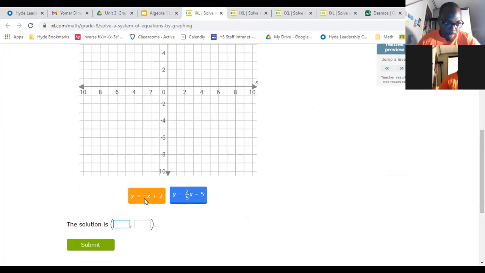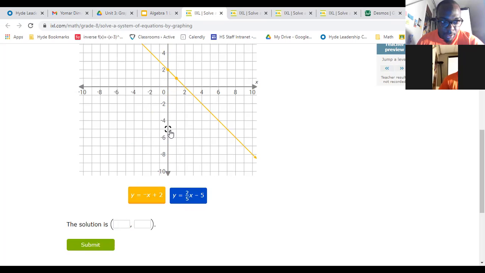I have y equals negative x plus 2. So my y-intercept here would be 2. And since it's negative x, it's going to be go down 1 to the right 1. Boom, that's my first one. So then I click on my second graph, y equals 2 over 5x minus 5.